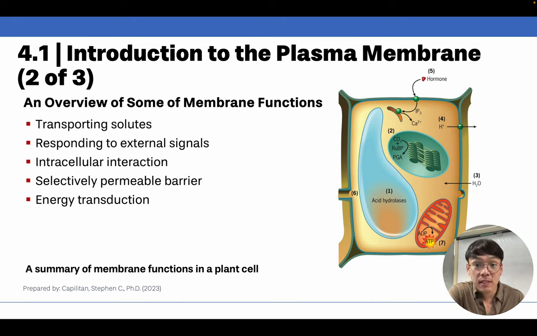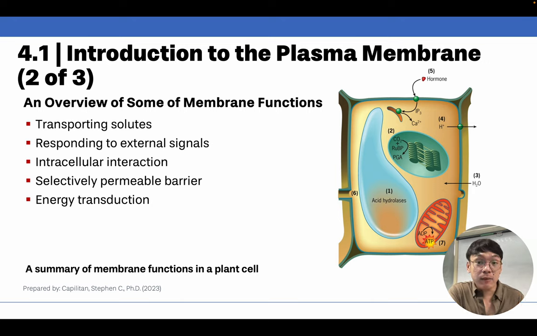In number three, you will see an example of the role of membranes as a selectively permeable barrier. Water molecules are able to penetrate rapidly through the plasma membrane, causing the plant cell to fill out the available space and exert pressure against its cell wall, making it rigid and facilitating turgor pressure.